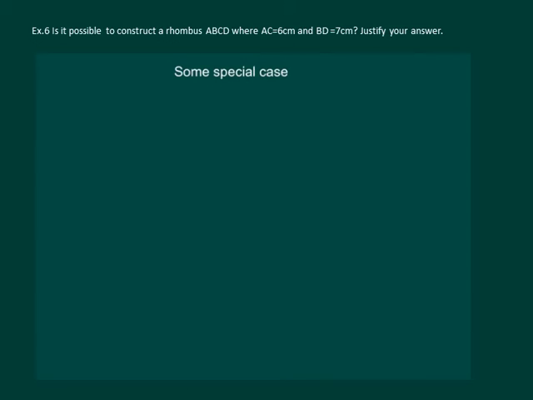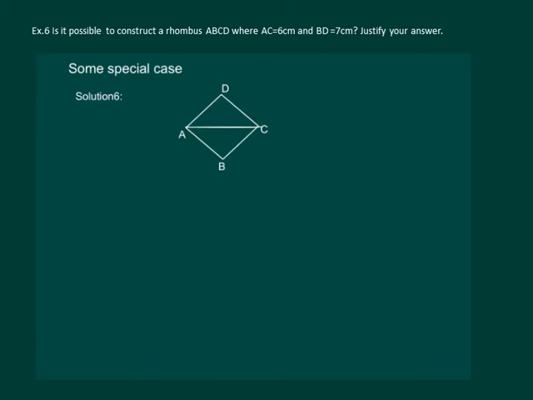Let us look at another special case of constructing a quadrilateral. Let us read the question. Is it possible to construct a rhombus ABCD where AC is equal to 6 cm and BD is equal to 7 cm?